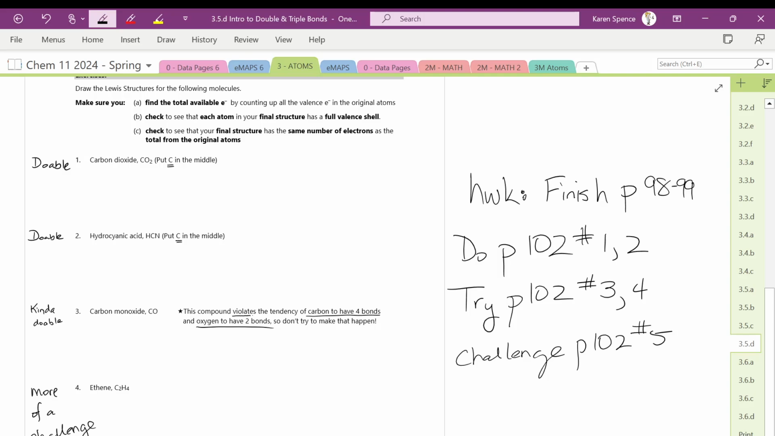Now, you can just do this in there. You can leave the lone pairs there. So they both end up between the two.